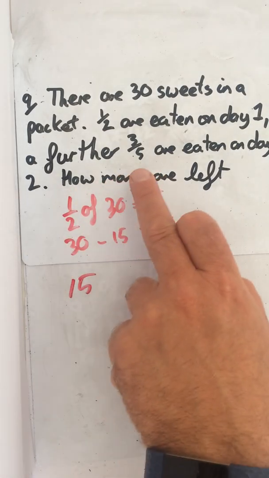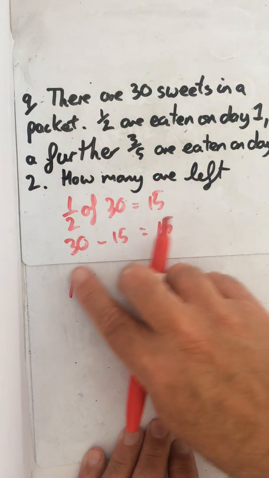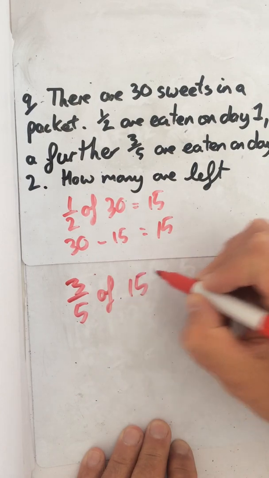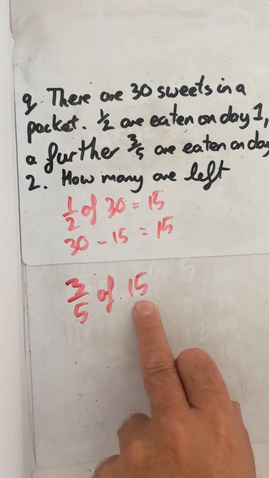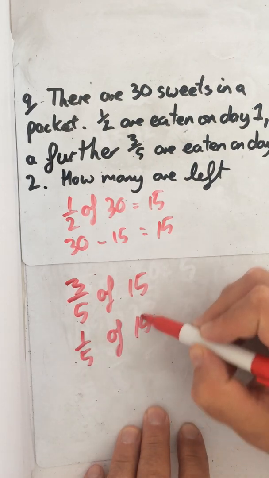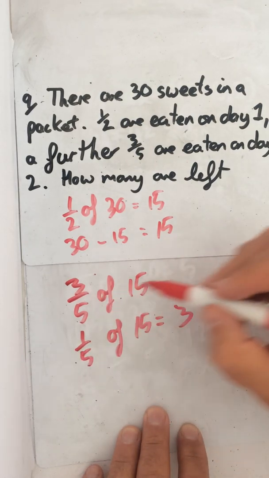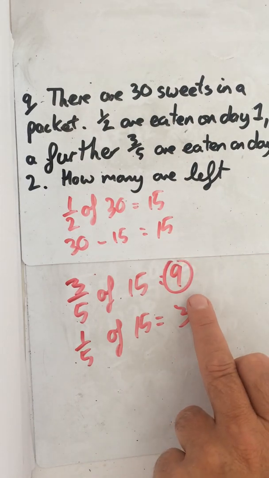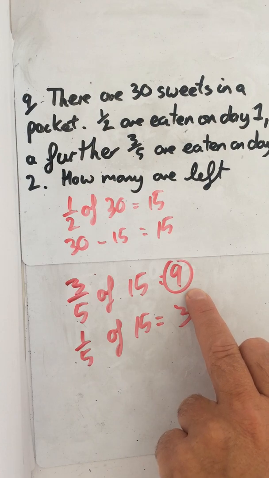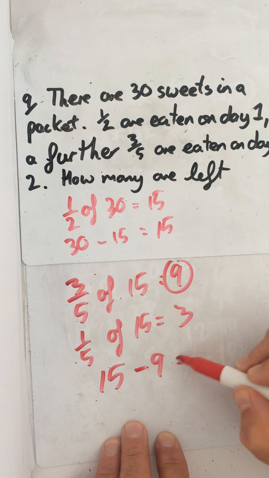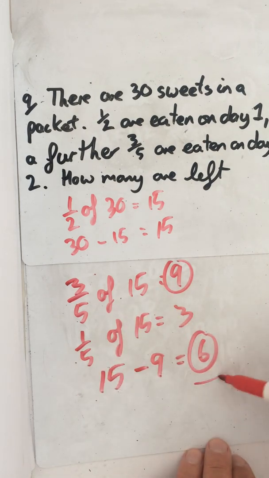On day 2, a further 3/5. So I have to find 3/5 of 15 on day 2, because 3/5 of what is left are eaten. So I'm going to find 1/5 of 15 is 3. 3 times 3 is 9. So that means 9 are eaten on day 2. So how many are left? At the beginning of day 2, I had 15. 9 are eaten, and that means 6 are left. There's our answer, 6.